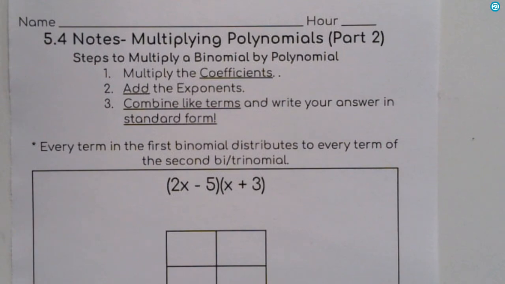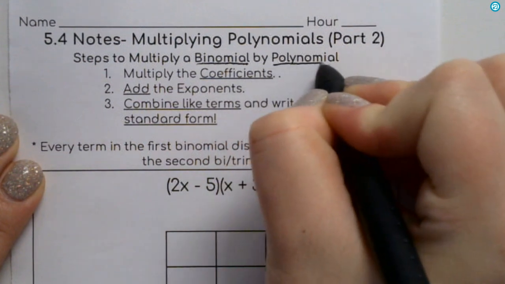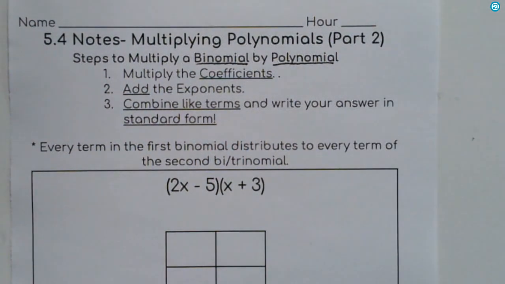So today we are multiplying polynomials. This is part 2. What's different about today is today we are multiplying a binomial by a polynomial. Yesterday, or Tuesday, we multiplied a monomial, so we were able to just distribute it out. Today we're going to be multiplying binomials, so that means 2 terms by something.